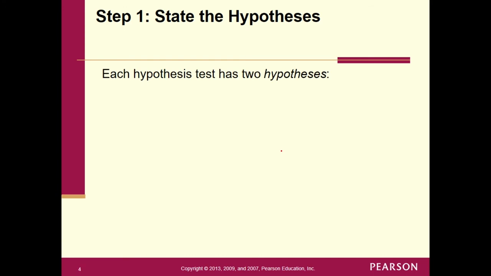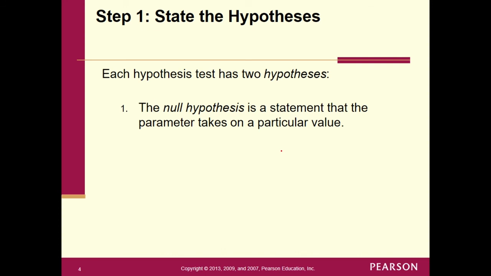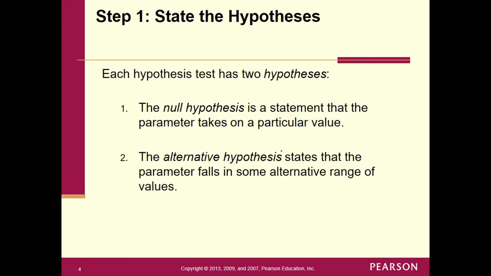So each hypothesis test has 2 hypotheses, like I was saying. So let's name them. We have the null hypothesis. The null hypothesis is a statement that the parameter takes on a particular value. Then we have the alternative hypothesis. The alternative states that the parameter falls in some alternative range of values versus the null.